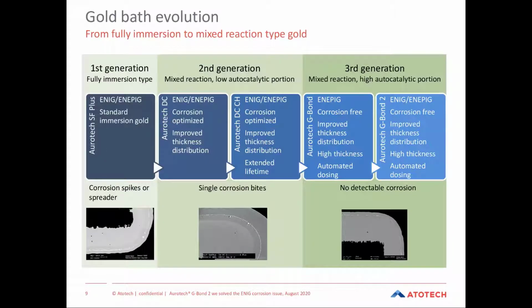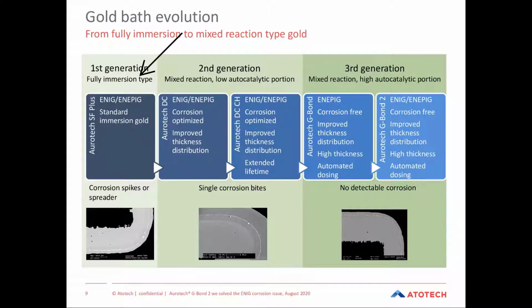And if we look into the different gold bases that we have in the market, you can actually distinguish three different generations of gold. In the very beginning, when ENIG was developed, we started with a first generation gold where the full reaction was immersion type, all electrons provided by the dissolution of nickel. This is, for example, the Aurotech SF+, which has been in the market for decades, and works as a reliable gold base to provide a reliable ENIG finish.